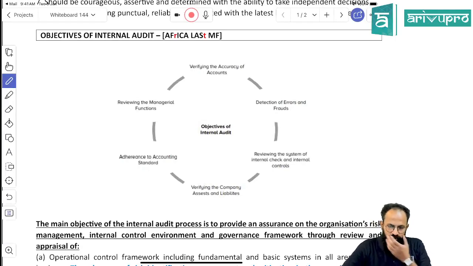Back. So let us continue. I believe for the previous topic there are not many doubts. So let us continue with the objectives of internal audit.